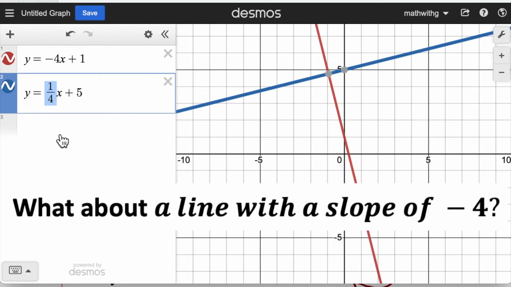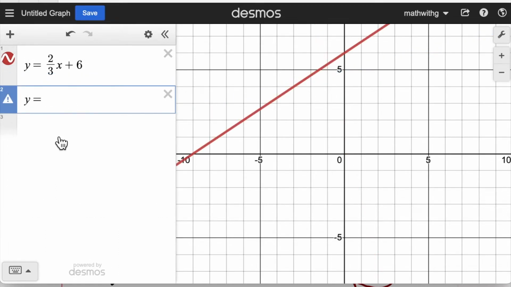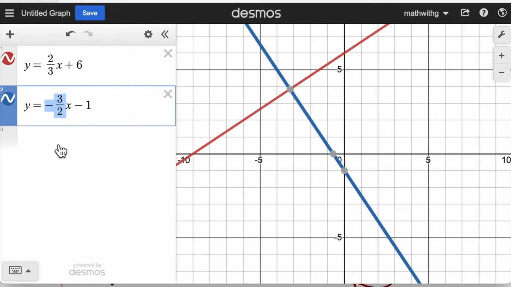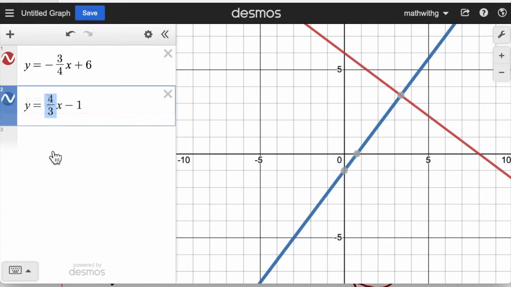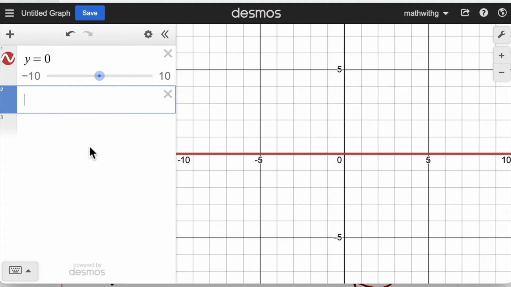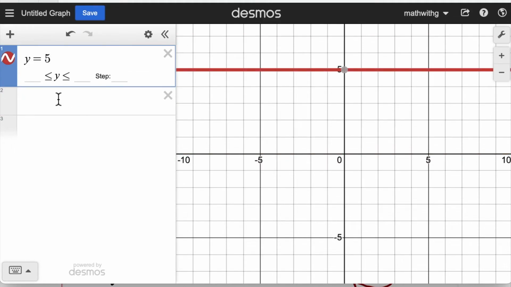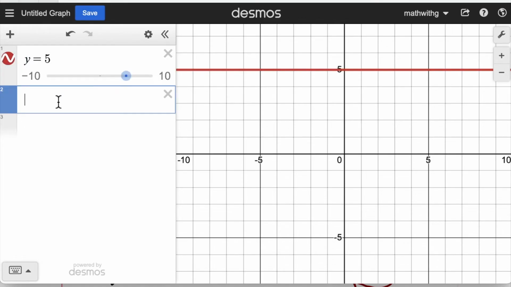A slope of 1/4 would have a perpendicular line with a slope of negative 4. The perpendicular line to a slope of 2/3 would have a slope of negative 3/2. A slope of negative 3/4 would mean the perpendicular line would have a slope of 4/3. For the line y is equal to 5, a horizontal line, a line perpendicular would have an undefined slope.